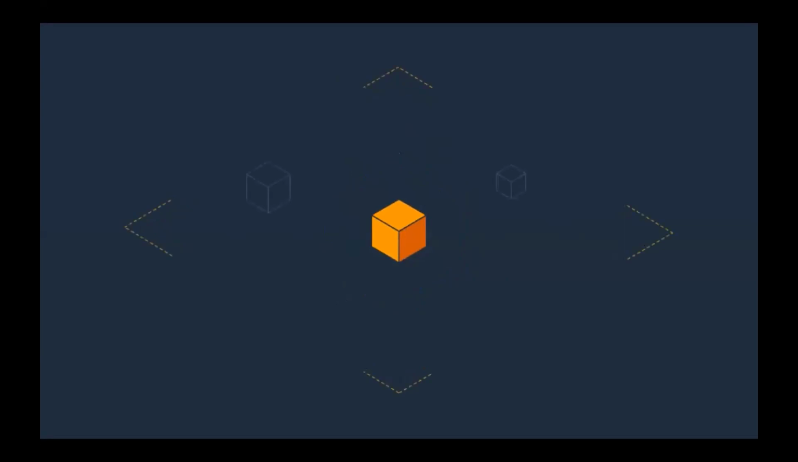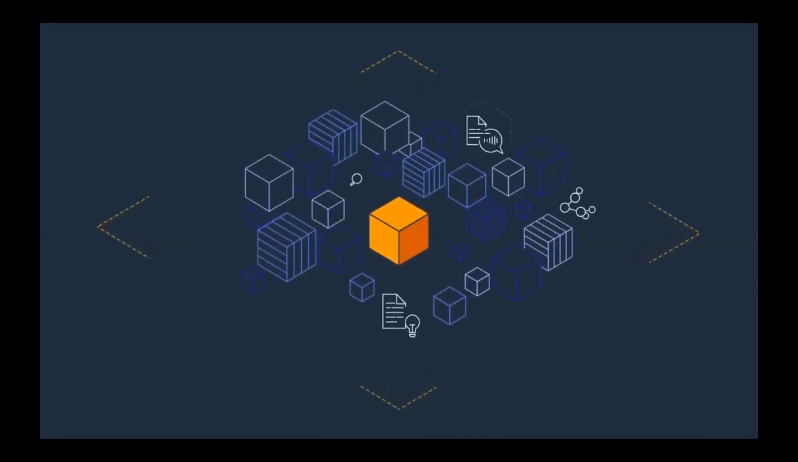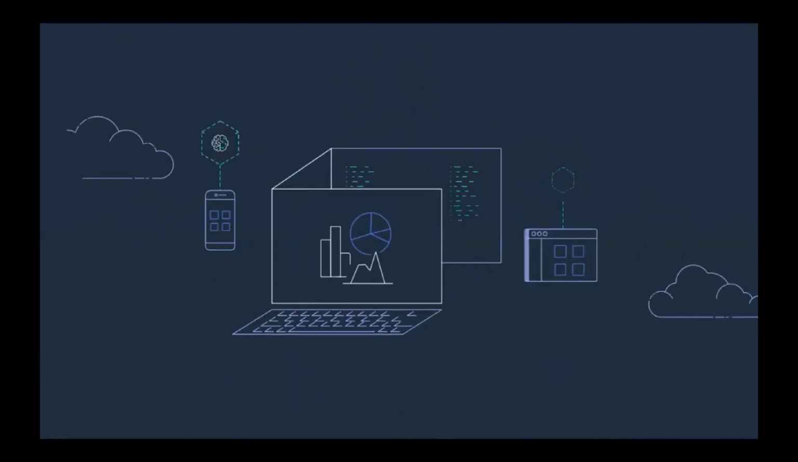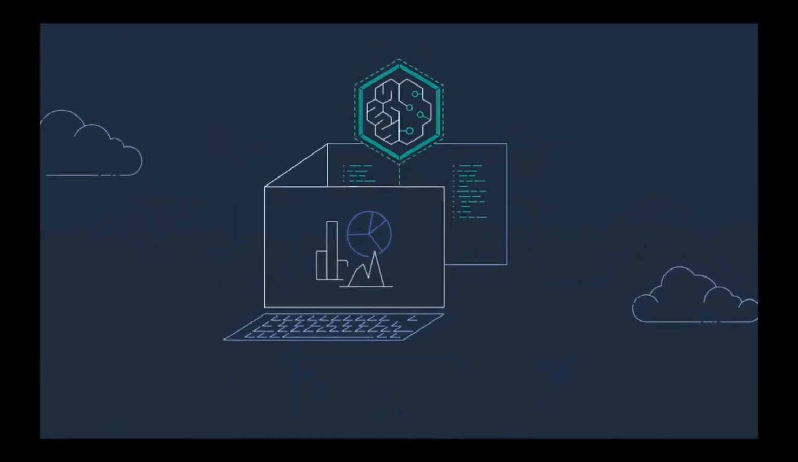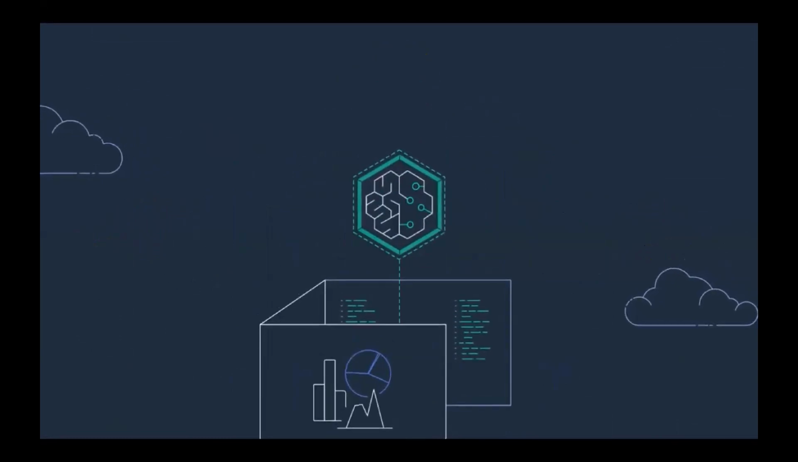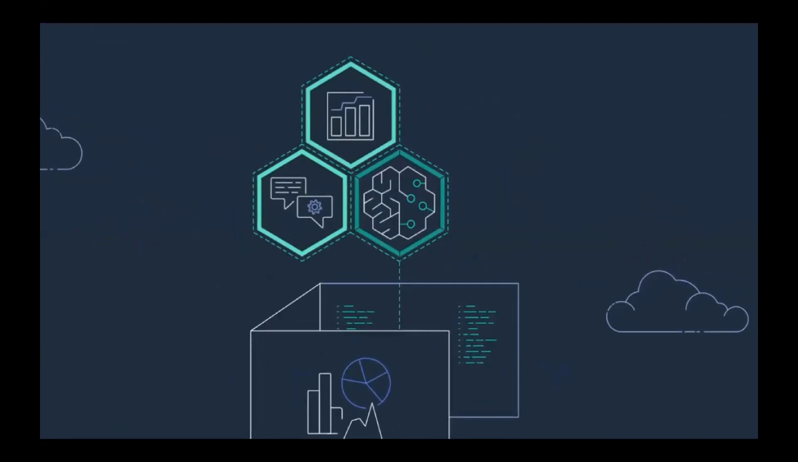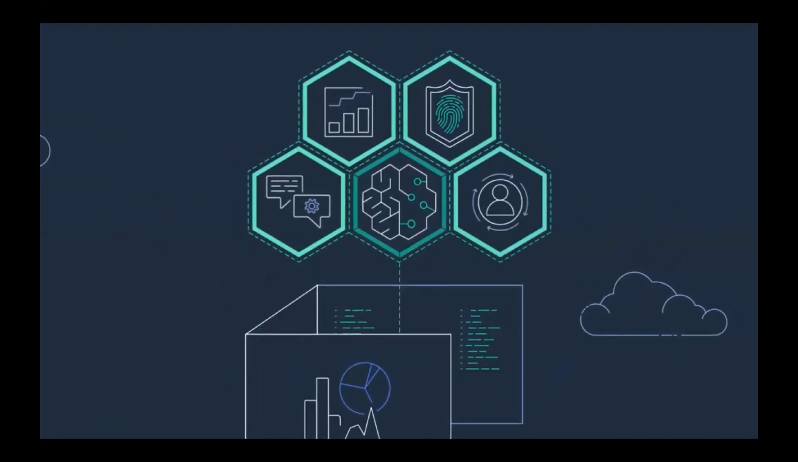AWS provides every developer and data scientist the broadest and deepest set of machine learning services on the most comprehensive cloud platform, enabling them to create impactful solutions faster. Developers can quickly add intelligence to applications without needing machine learning expertise, using pre-trained AI services to do things such as create more intelligent contact centers, improve demand forecasting, detect fraud, personalize the consumer experience, and more.